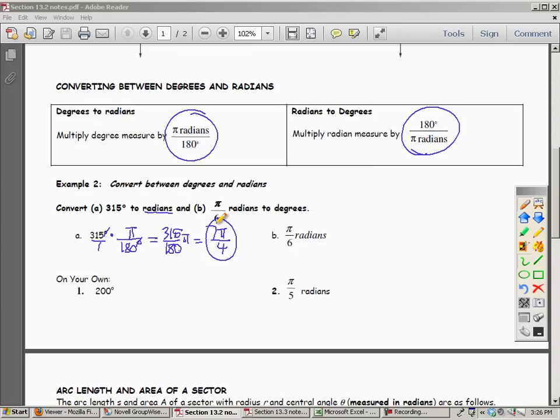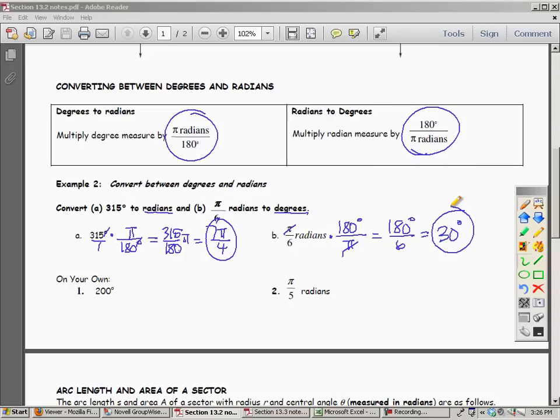Okay? So the second one, let's go backwards. If I look at pi over 6 radian, the pi is on top. I don't want pi anymore because I want to go to degrees. So to get rid of a pi, I put it on bottom, and 180 degrees goes on top. The pi's cancel out. I'm left with 180 degrees over 6, which is 30 degrees.